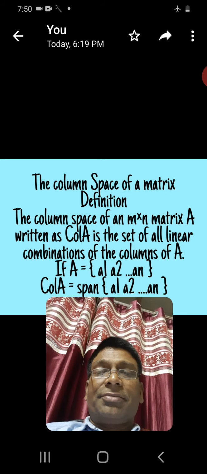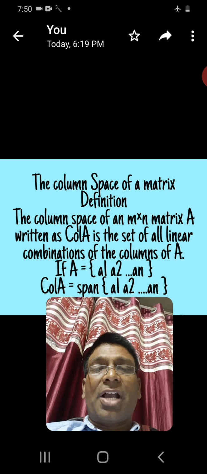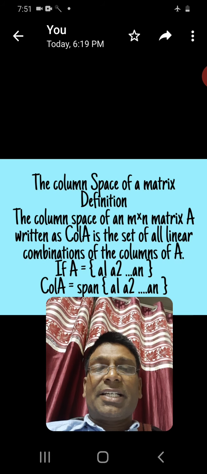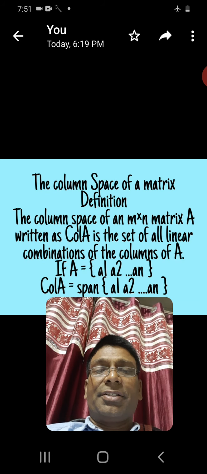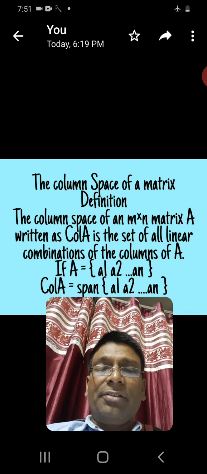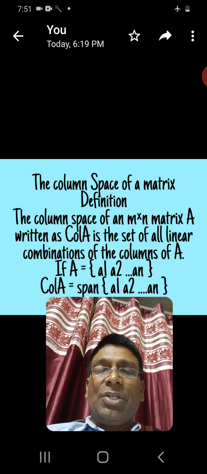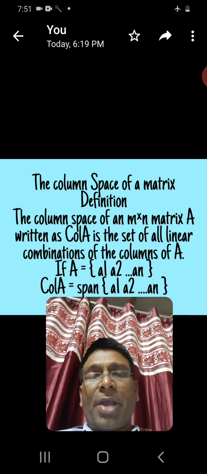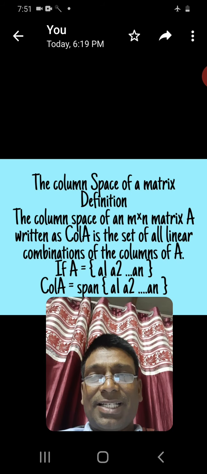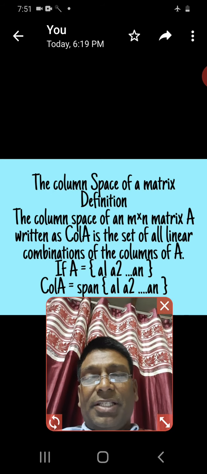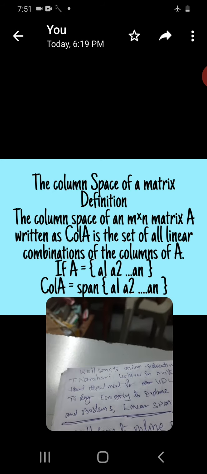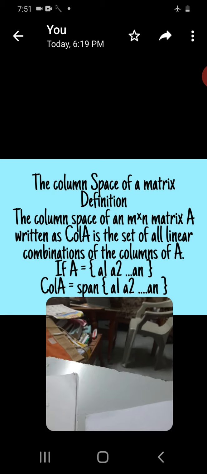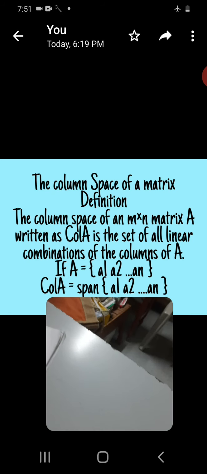The column space of an m cross n matrix A, written as Col A, is the set of all linear combinations of the columns of A. If A is equal to A1, A2, ..., AN, then Col A is equal to span of A1, A2, ..., AN. You see this definition of Col A.